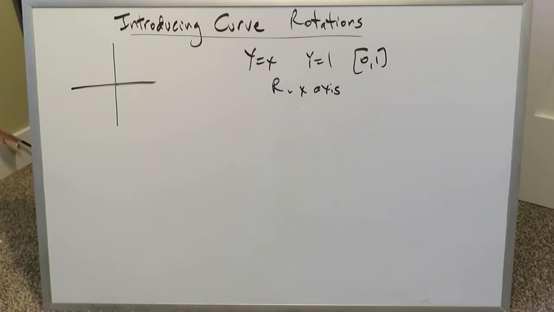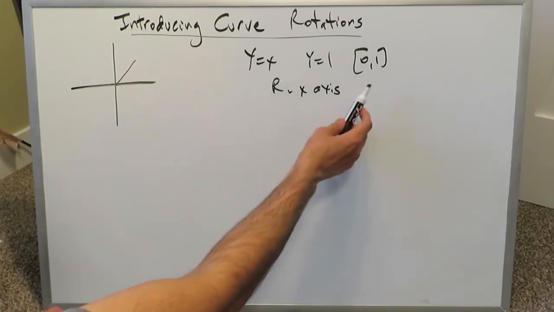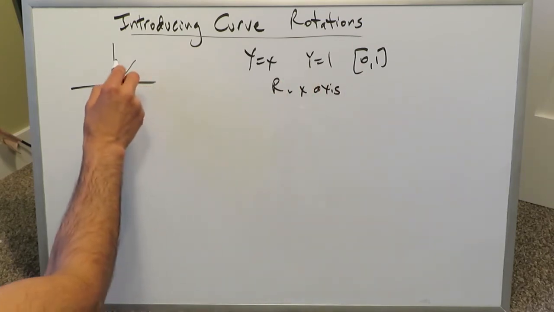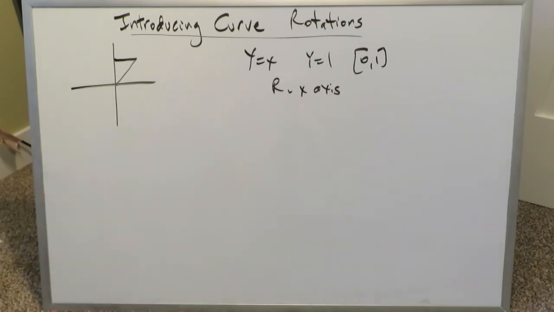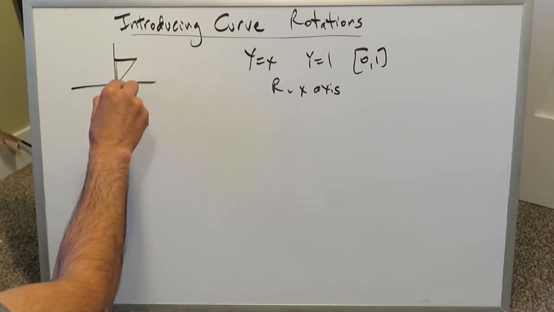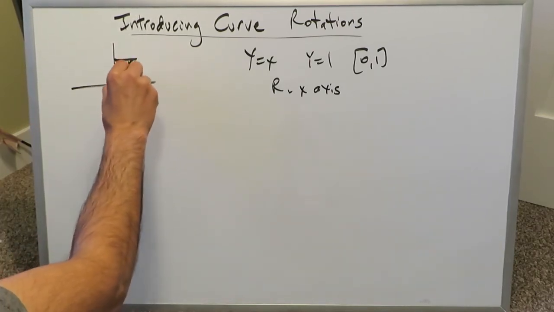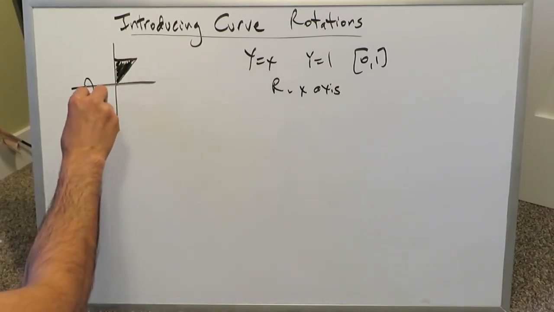Always start out these type of questions with a good graph. We have y equals x, and I'm only drawing the limited domain portion from 0 to 1. Then we also have y equals 1, which is a horizontal line. Again, I'm only drawing a limited domain from 0 to 1. Now we have two lines, and you can look at the area between these lines. That's the region you're looking at. This is the region which will be involved in this dynamic movement around the x-axis.